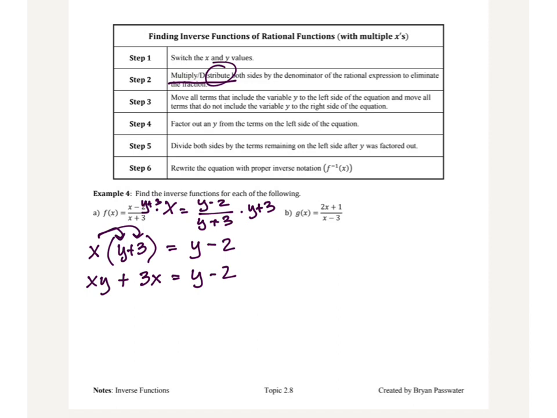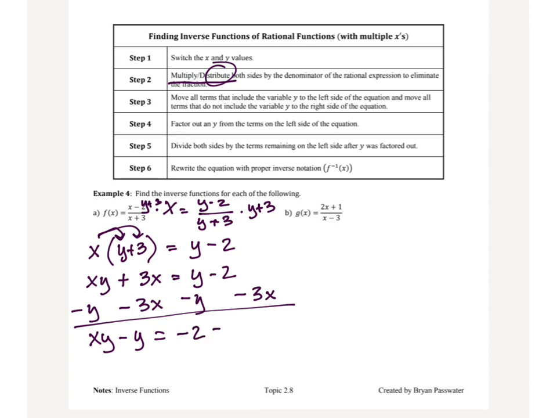Step 3, we're still trying to isolate y. So we're going to move everything that has y to the left and everything that doesn't have y to the right. You with me? Move everything that has y in it to the left and everything that doesn't have y to the right. What do you do with the x? So I have xy minus y on the left side. And I moved the negative 3x to the other side with the negative 2.